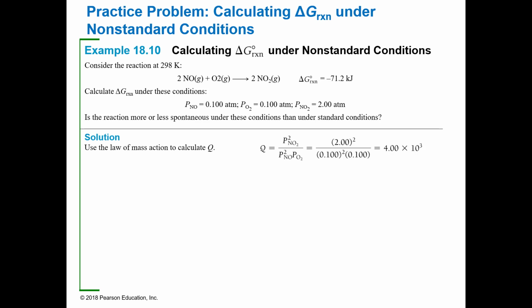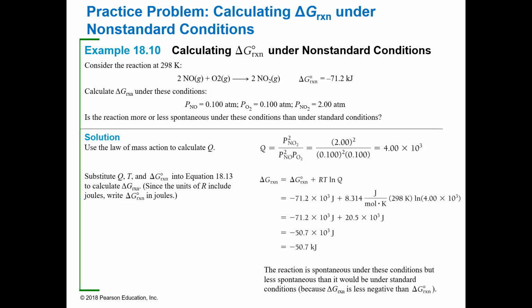And same thing. 2 squared over 0.1 squared times 0.1. Here's Q. So Q is 4 times 10 to the third. Okay. Notice they do use the old law of mass action. So when we talked about stoichiometry, or equilibrium, we talk about law of mass action.